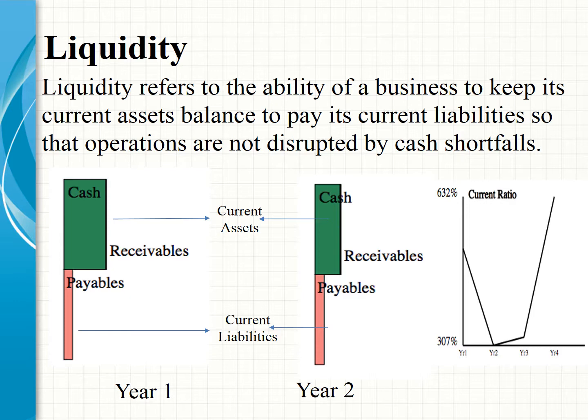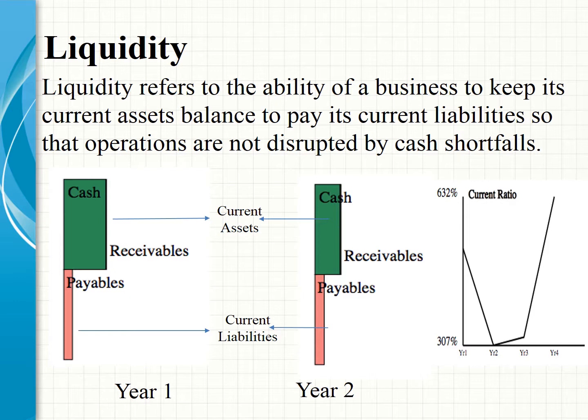In this example, the green box shows current assets, which includes cash and receivables. The red box shows current liabilities, which includes payables. Please look at year 1 and year 2 in this example. In year 1, the green box of current assets shows that this business had cash in the bank at the end of the year to pay its bills.